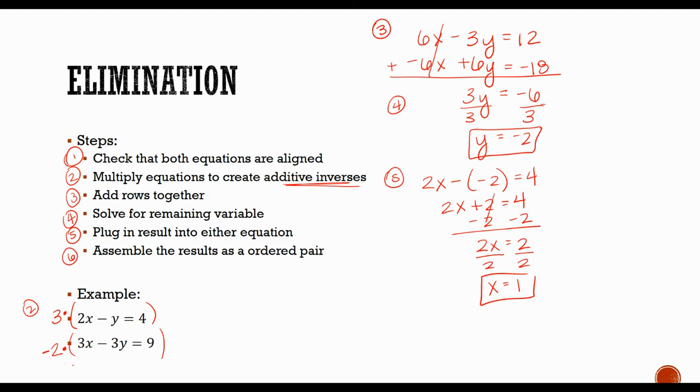So our last step, putting it together for that final answer, it's always x, comma, y. And again, that is your solution or that intersecting point if you were looking at the graph. So we've covered graphing, substitution, and elimination. And there's one other thing to mention here.